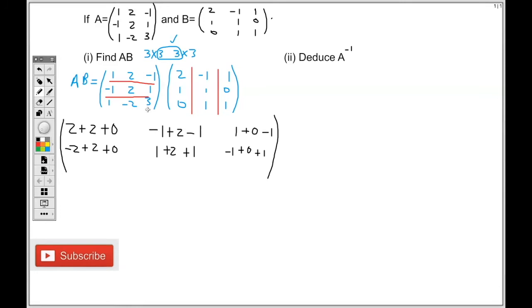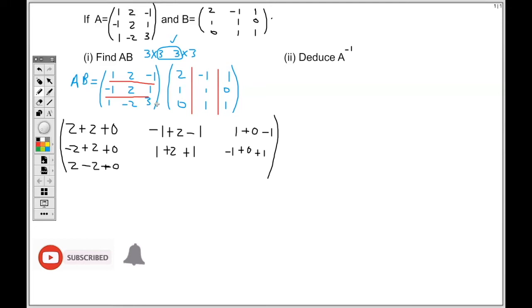The last row will be multiplied with the first column, second column, and the third column. The last row multiplied with the first column, I will have 1 times 2, that's 2. Minus 2 times 1, that's minus 2, so I put my minus 2. And 3 times 0, that's 0. So repeating this, 1 times 2, that's 2. Negative 2 times 1, that's minus 2. And 3 times 0, that's 0.